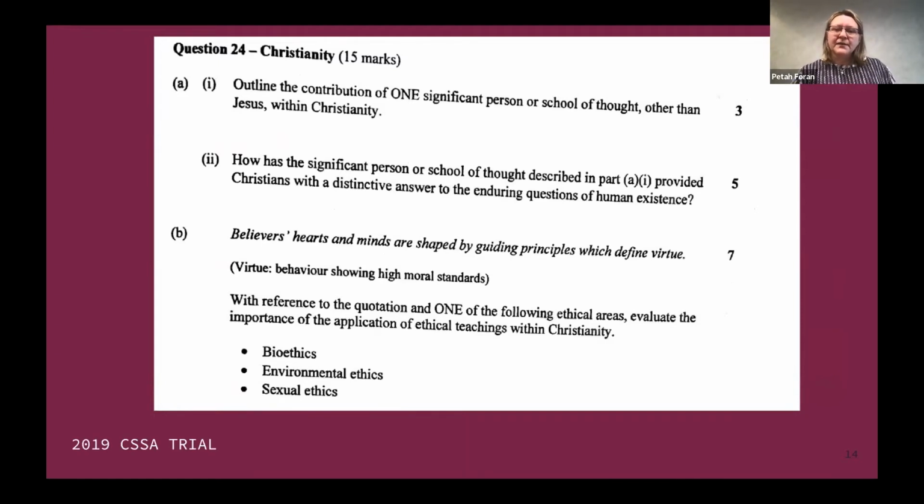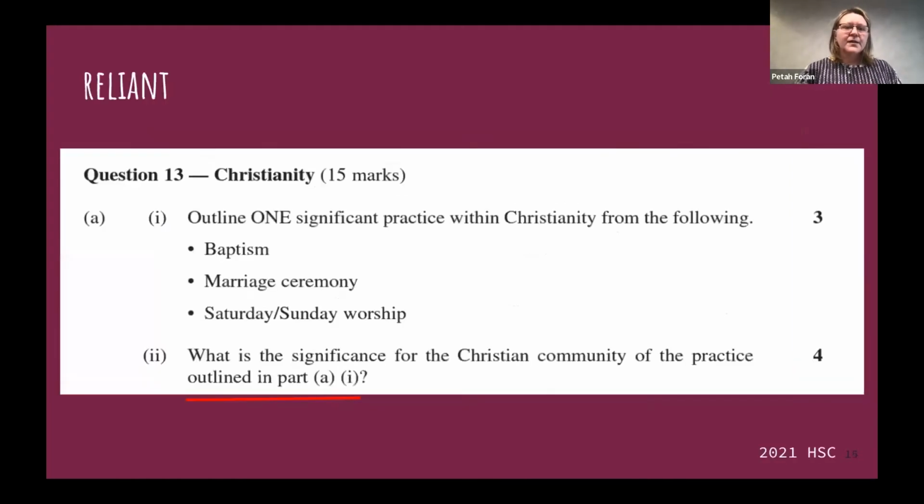At the marking centre, the criteria is very, very clear, because this A2 says, how is the significant person described in part A1? So if you talk about Paul in A1, and then you're talking, for example, about John the 23rd in part 2, you are not going to be awarded any marks at all, because you're not talking about the person that you talked about in A1. So it is a reliant question, but it would be fairly hard, I would imagine, to mess that up, but you'd be surprised what students can do to make it difficult for themselves.